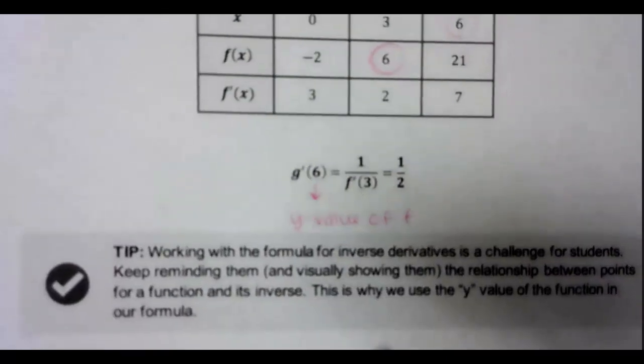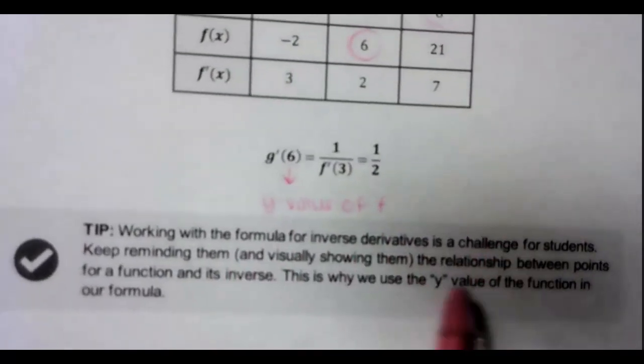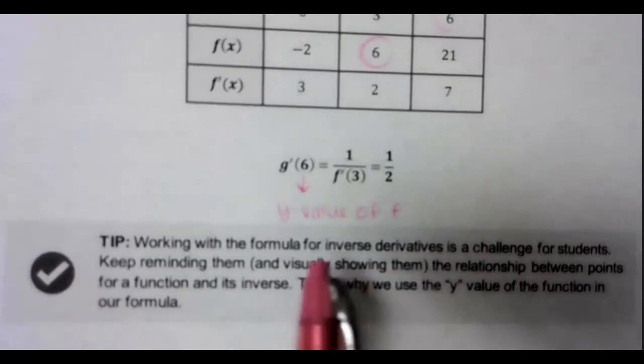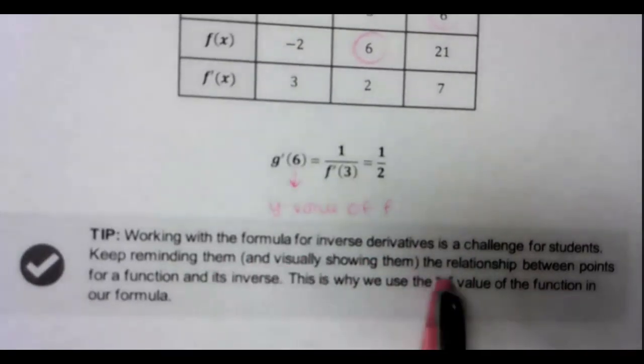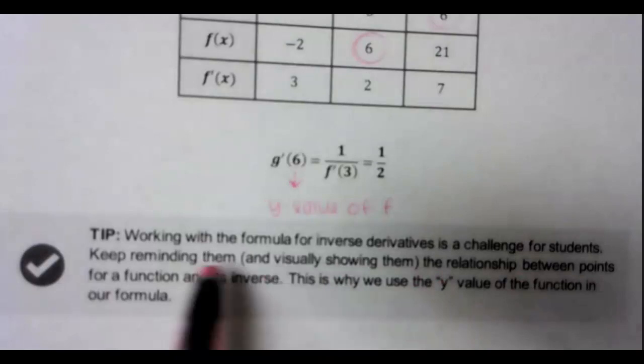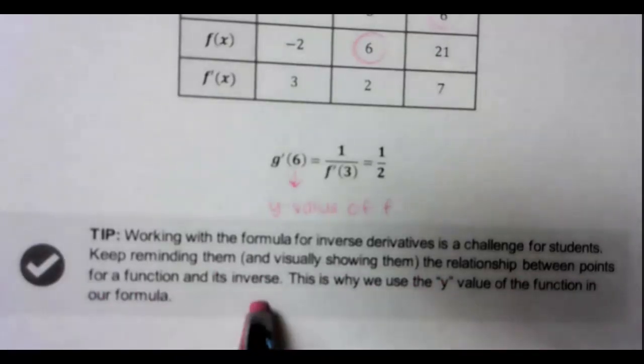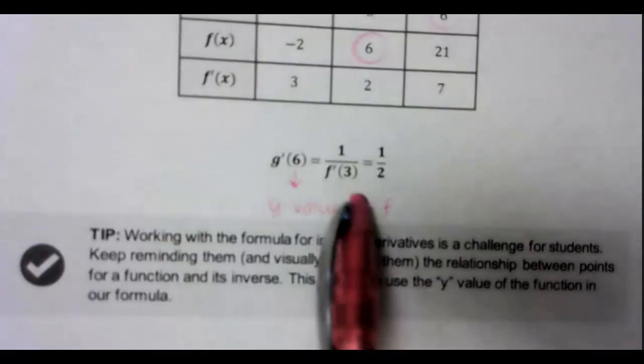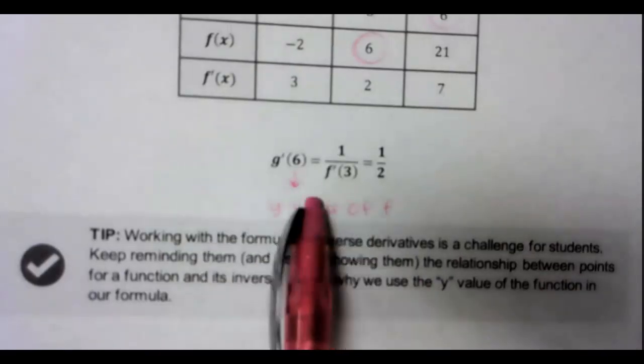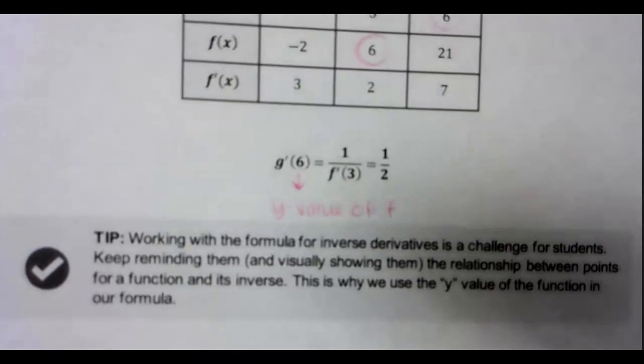See, there's even their little hint that working with the formula can be challenging for students. You just have to keep reminding them visually and showing them that the relationship between the points of a function is inverse. That's why we use the y value of the function in our formula. So I keep reiterating it is the y value. Again, I know this is challenging. I know this is something that takes a couple shots at seeing. That's why we're going to go over your homework.